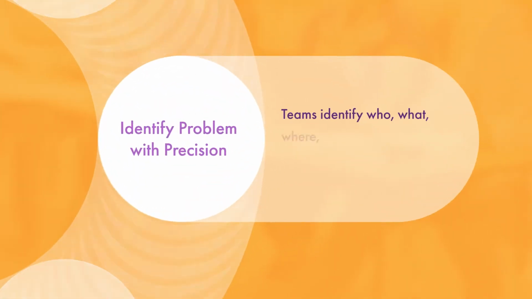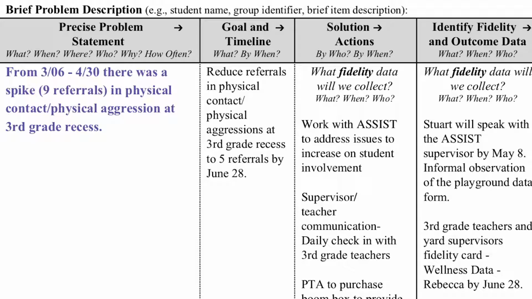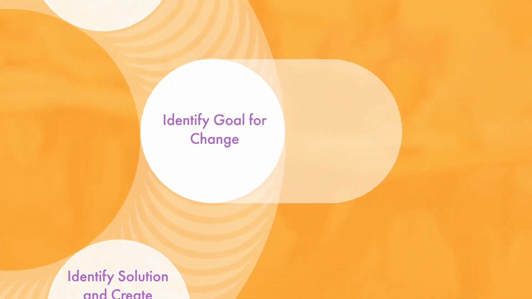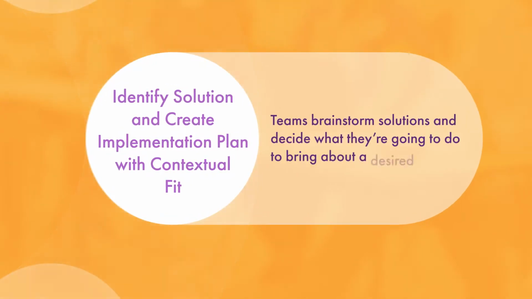Then we make a precision statement. So the precise statement was, from 3:06 to 4:30, there was a spike in physical contact, physical aggression at third grade recess. And then we set a goal. What do we want to do? We want to decrease the amount of referrals, and then the team brainstorms ways to do that, and then we put those in place with who's going to do it and by when.